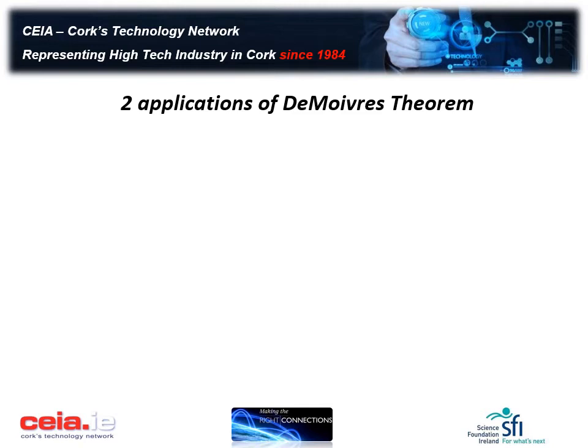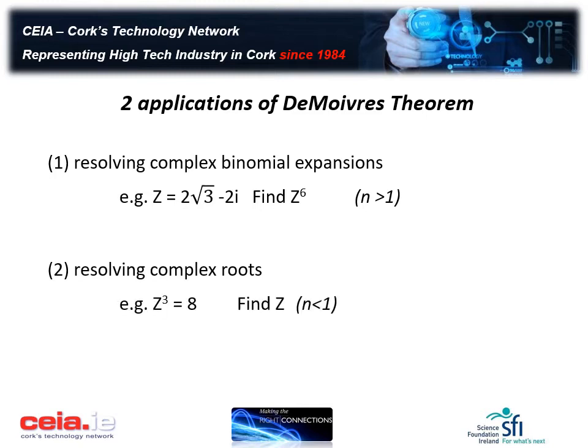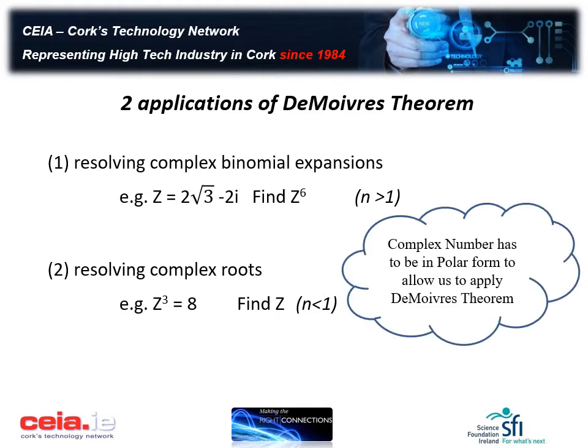Okay, so there are 2 basic kinds of questions that could come up in the exam relating to De Moivre's theorem. The first one is resolving binomial expansions of complex numbers. An example of this might be: z is equal to 2 root 3 minus 2i, find z to the power of 6. The second kind of example is resolving complex roots. You'll be given something like z to the power of 3 is equal to 8, find z, which is the cube root of z to the power of 3. So let's take a look at both of those examples.